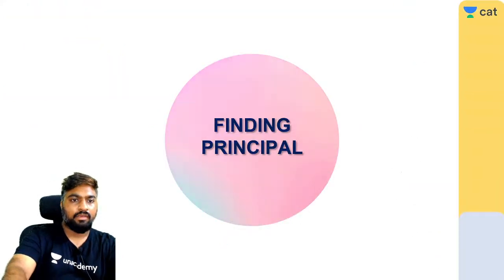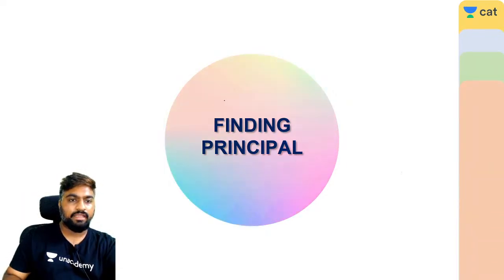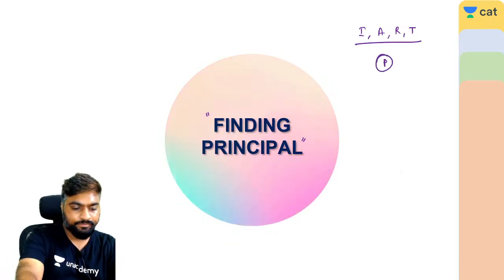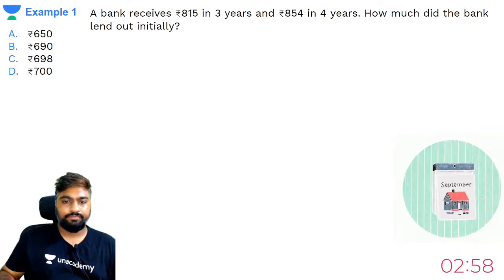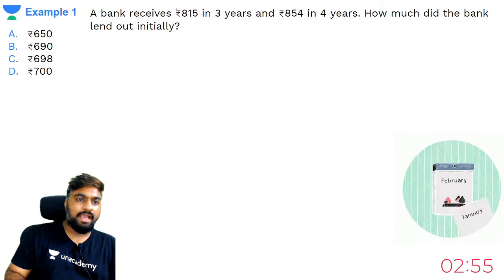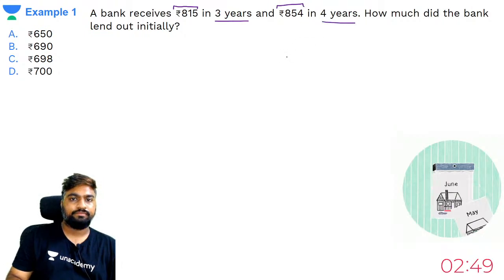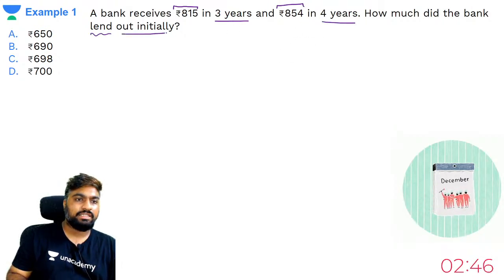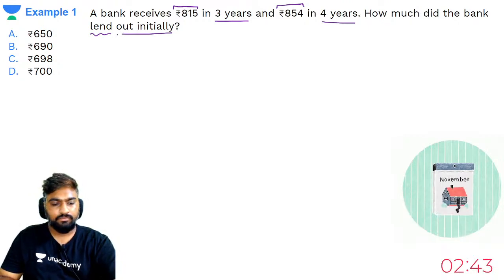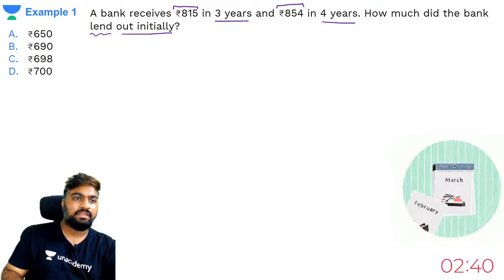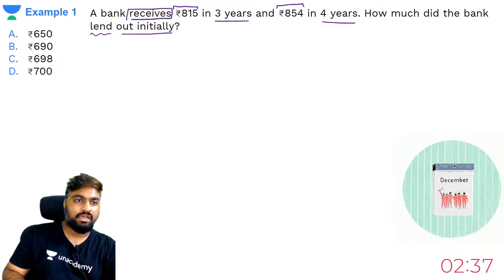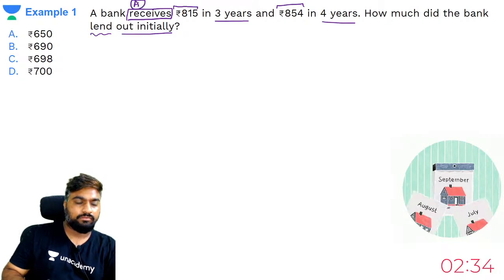Chalo, now let's start doing questions where we have to find the principal, where everything else is given. Interest could be given, amount could be given, rate of interest, time. Any 3 of these items will be given. We will have to find the principal. So look at this question. A bank receives 815 in 3 years and 854 in 4 years. How much did the bank lend out initially? Receives means what? It is amount, not interest, amount.